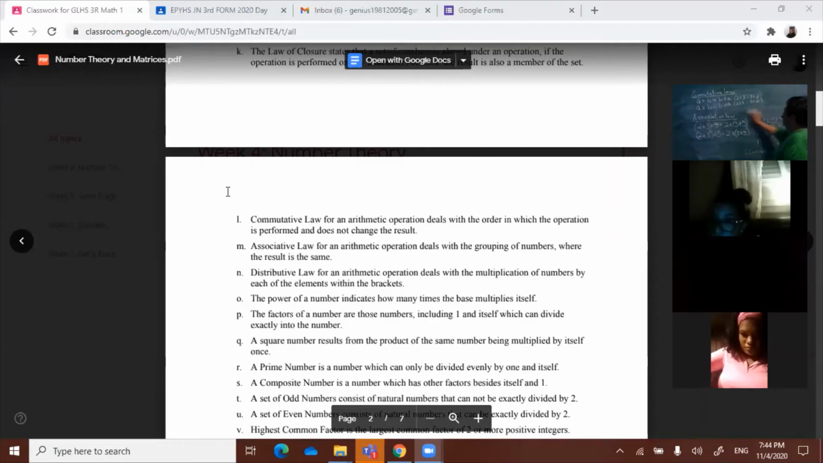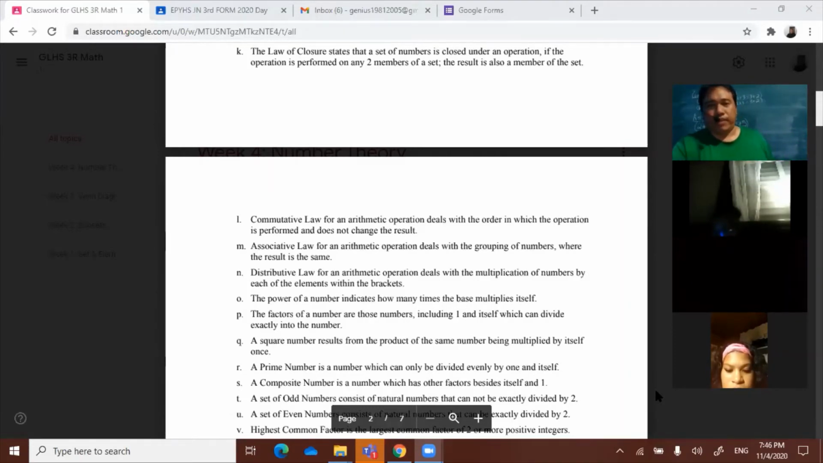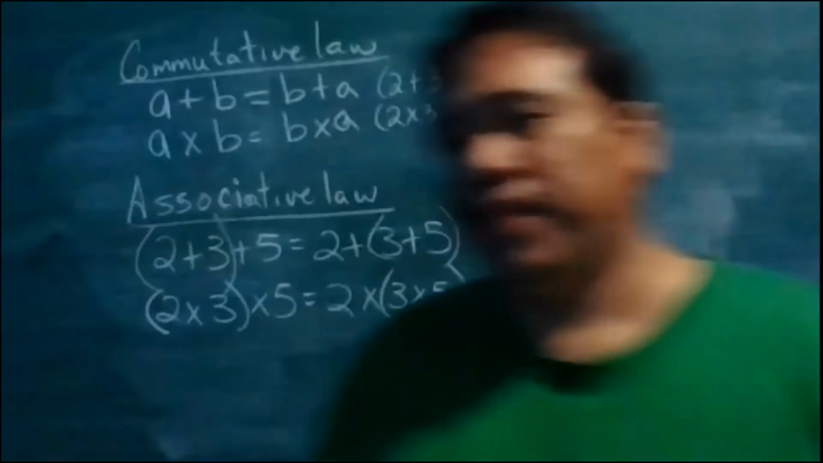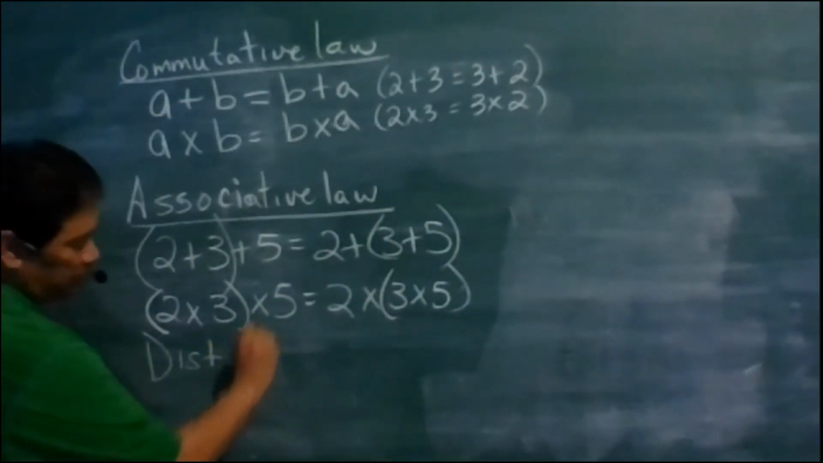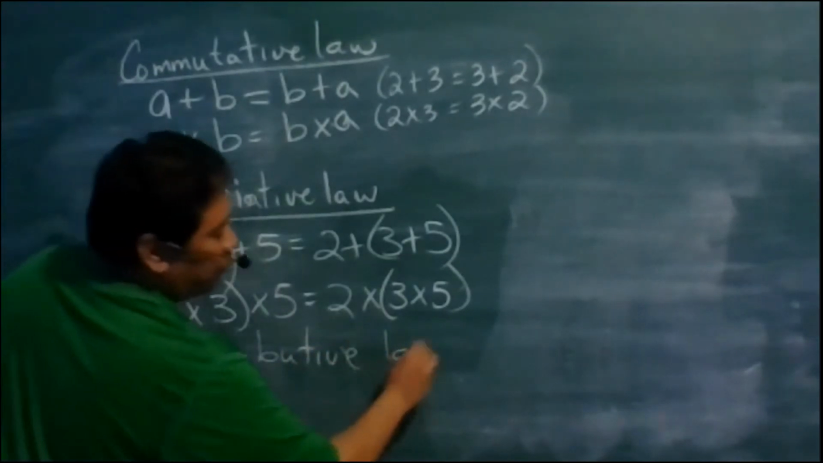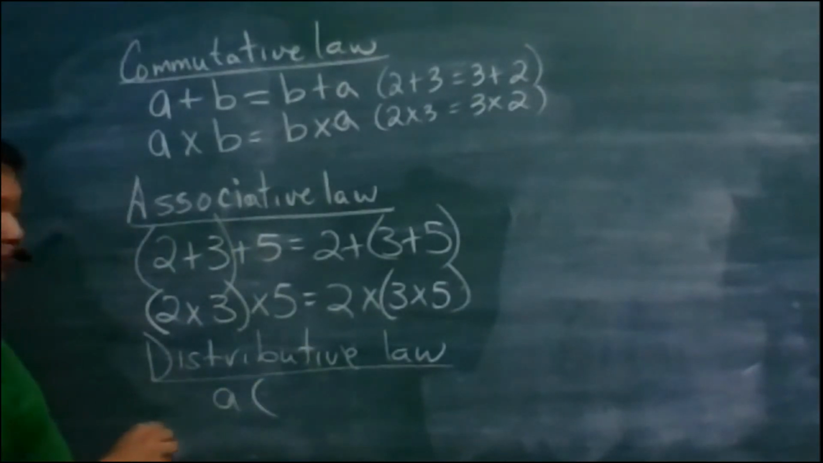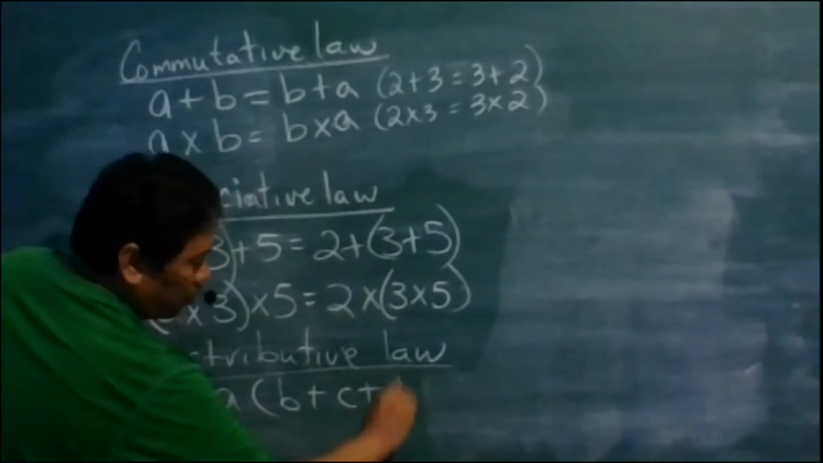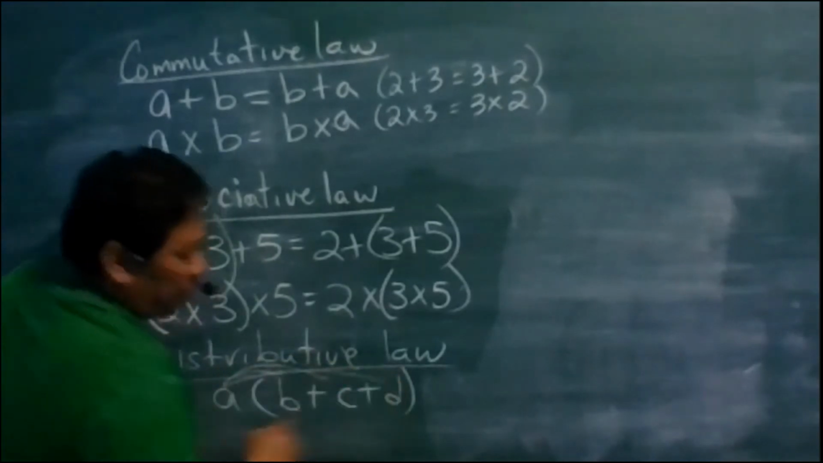Okay? The distributive law for an arithmetic operation deals with the multiplication of numbers by each element within the bracket. So it deals with a number being multiplied to each element within the bracket. The distributive law says that if I have a number outside the bracket and I have two or more numbers inside the bracket, I will share that number with everything inside.